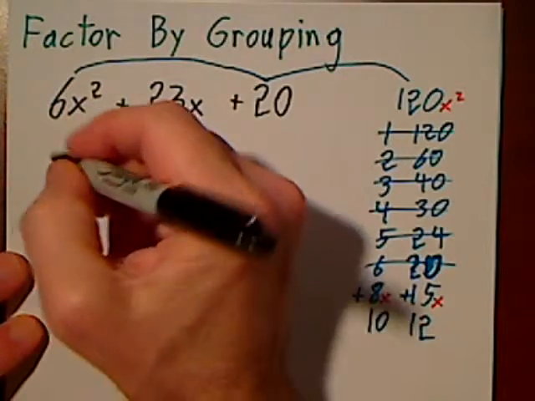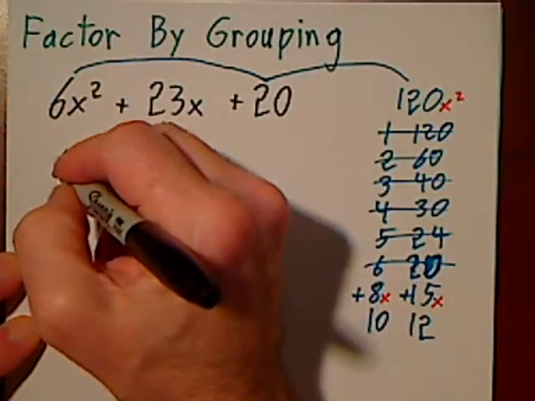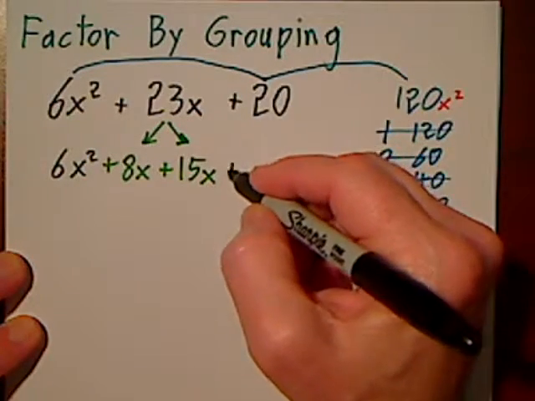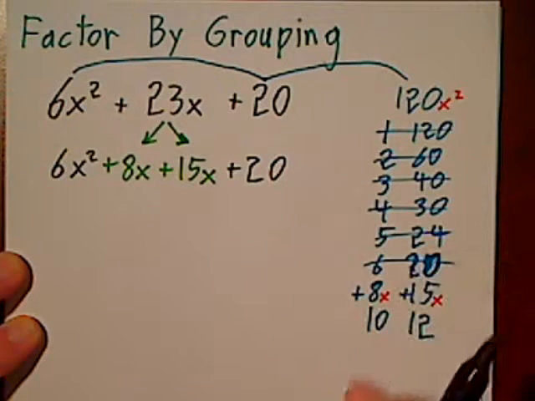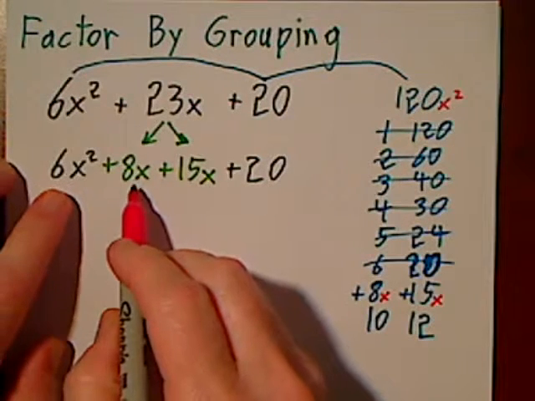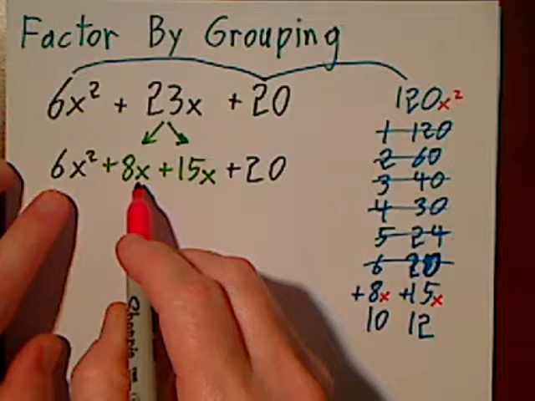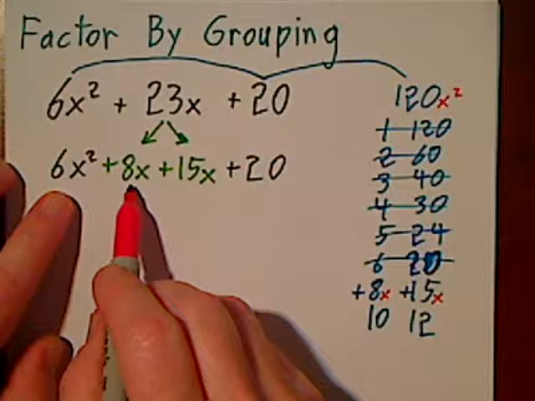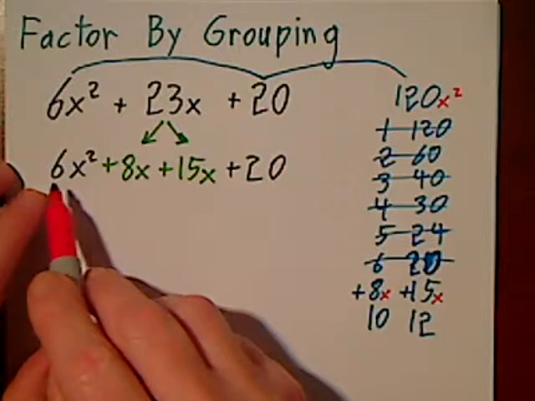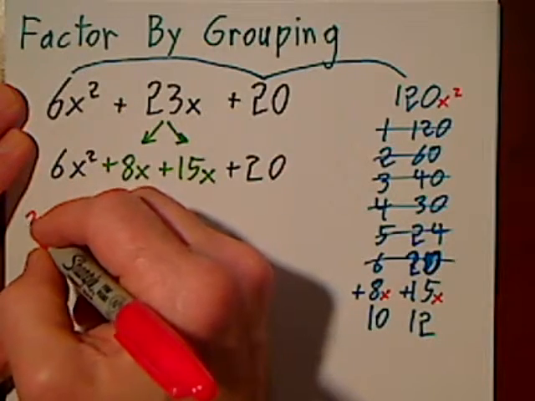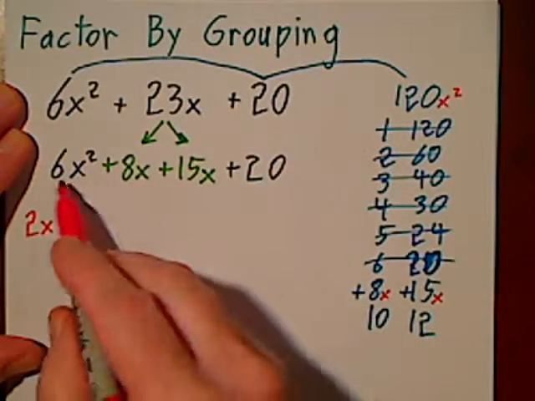The 6x squared first term just sits in the first position, 6x squared. This last term plus 20, it sits in the last position. Okay? And now you come back and say, focusing just on the first two terms, that's the grouping part. You group together these first two, and you say, what's my greatest common factor out of these? It's a 2x. So I can factor out 2x from these two terms.